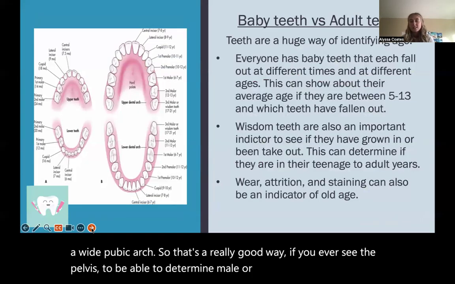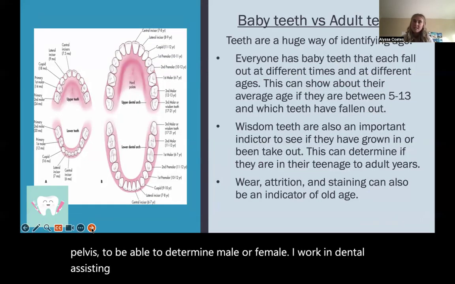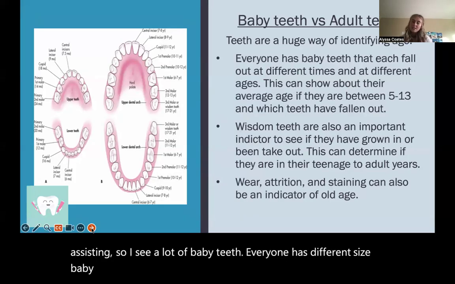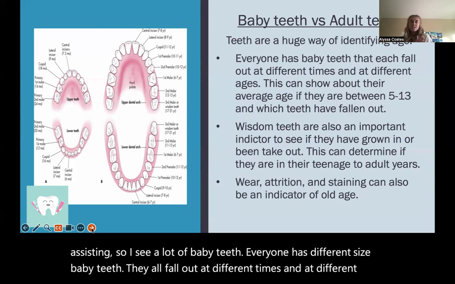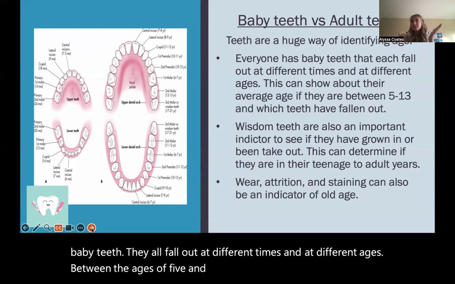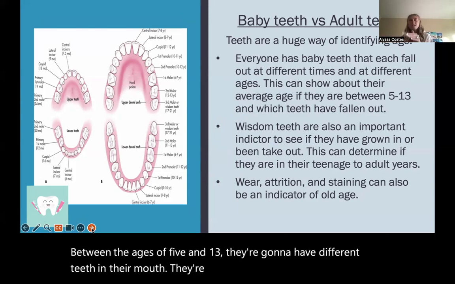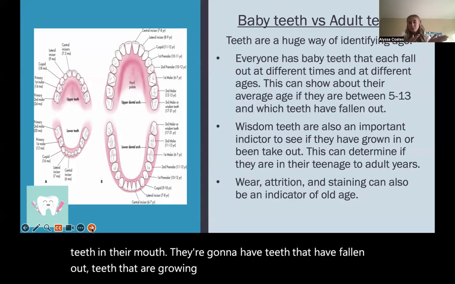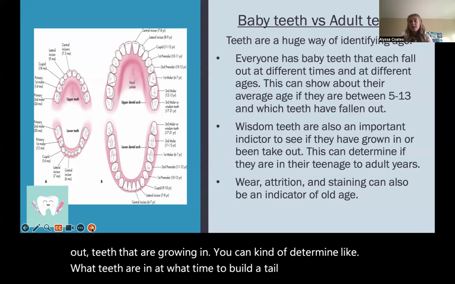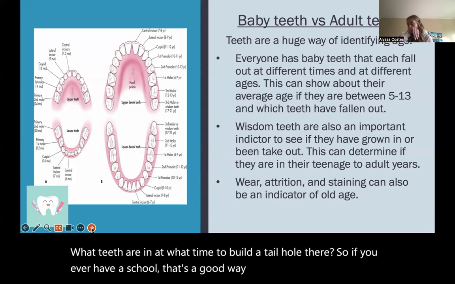I work in dental assisting, so I see a lot of baby teeth. Everyone has different sized baby teeth that all fall out at different times and at different ages. Between the ages of 5 and 13, they're going to have different teeth in their mouth. They're going to have teeth that have fallen out, teeth that are growing in. You can determine what teeth are in at what time to be able to tell how old they are. So if you ever have a school, that's a good way to determine.